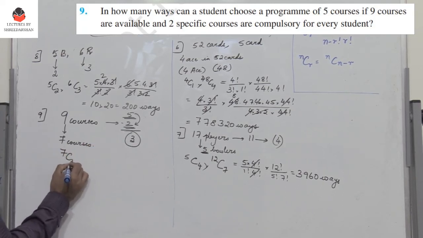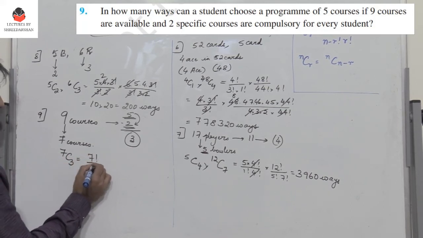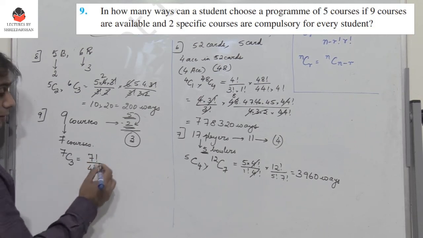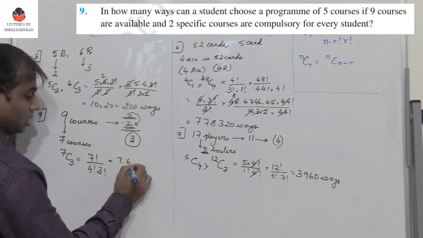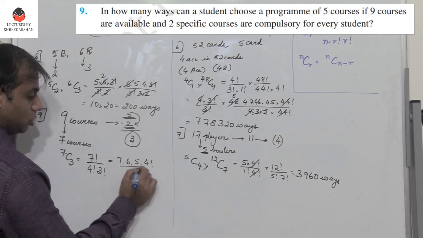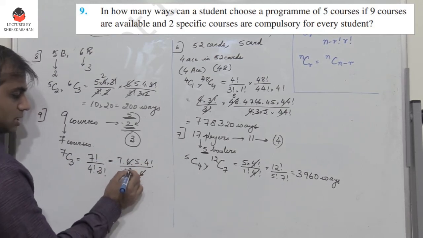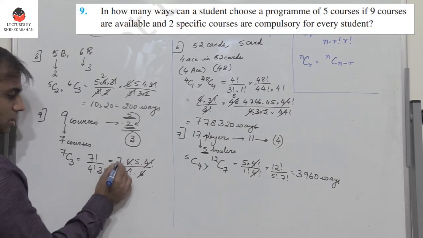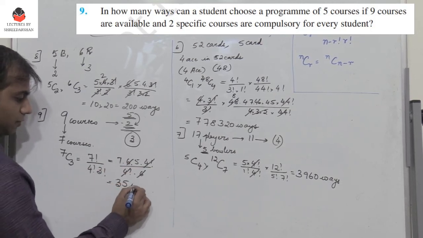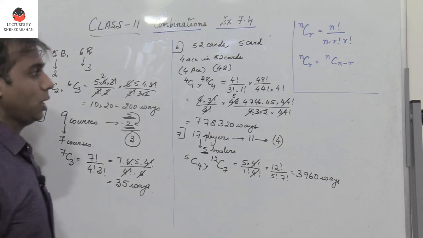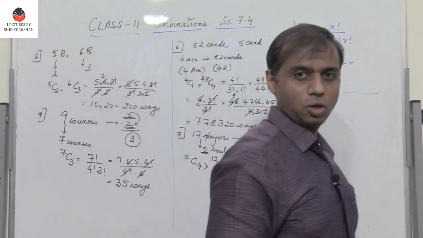So 7C3, which is factorial 7 divided by factorial 7 minus 3 is 4 factorial into 3 factorial. So you have 7 into 6 into 5 into 4 factorial divided by 4 factorial, 3 factorial is 6. So 6 gets cancelled, 4 factorial gets cancelled. 7 into 5 is 35 ways. So this completes all the problems in exercise 7.4, a pretty easy exercise, wherein all the problems were based on combinations.